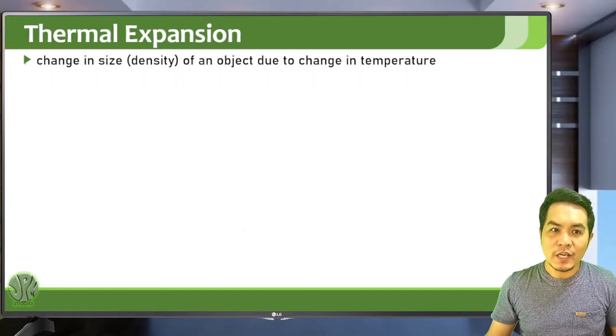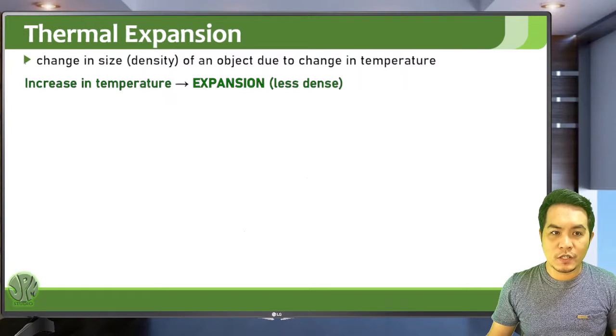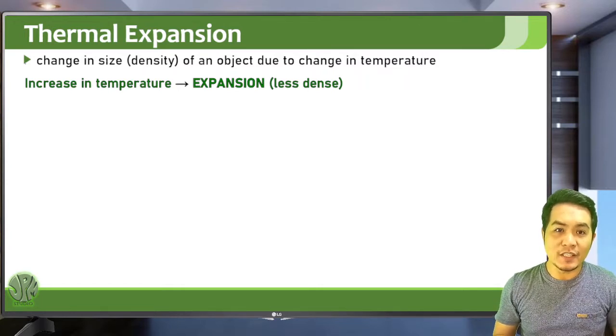Of course, if only the size of the object changes and its mass stays the same, then its density will also change. So an increase in temperature usually means expansion. And when an object expands, its size gets bigger, its mass remains the same, then its density will become smaller because density is inversely proportional to volume or the size.